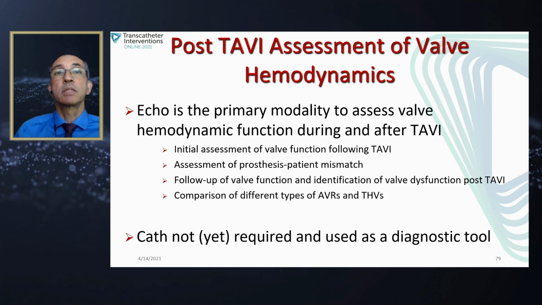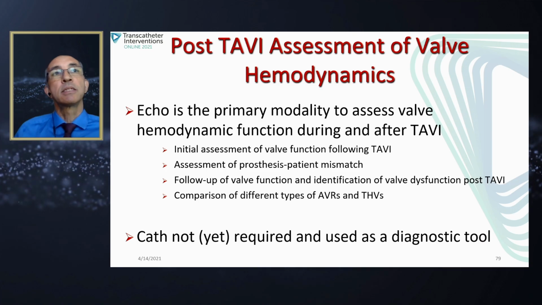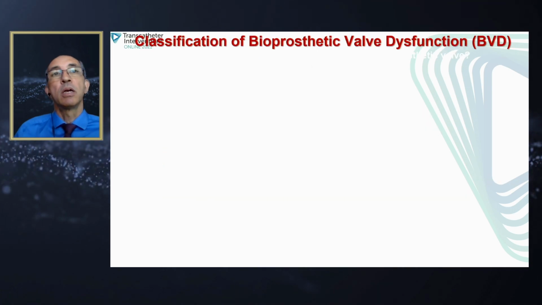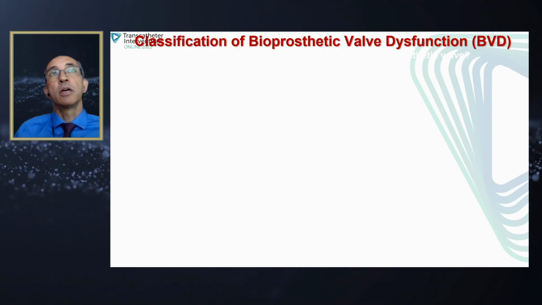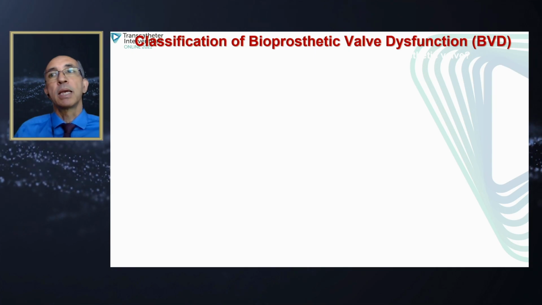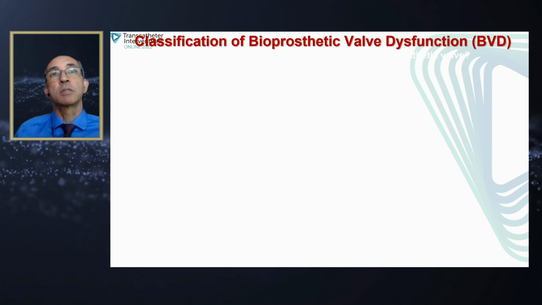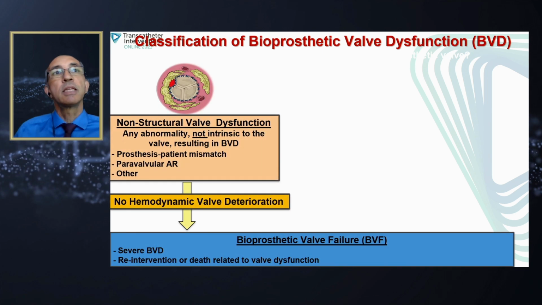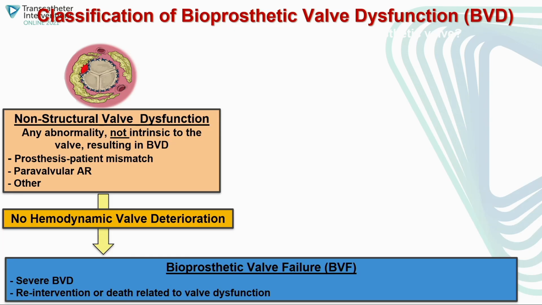What we'll discuss today is whether these two modalities, echo and cath, provide the same results, and whether they measure the same thing. Before getting into that, it is important to understand why we do that. Why do we measure the hemodynamics, the gradients, and prosthesis-patient mismatch, by echo or cath? This is eventually to detect as early as possible a bioprosthetic valve dysfunction. There are different types of bioprosthetic valve dysfunction that need to be identified, and the VARC 3 document is very clear about this, and will be published soon.